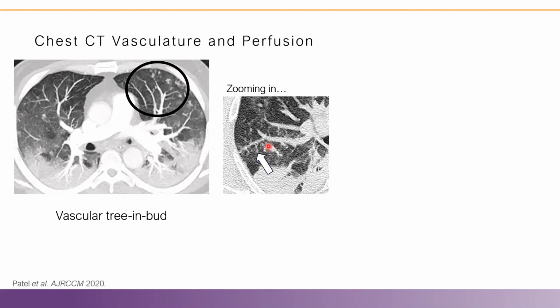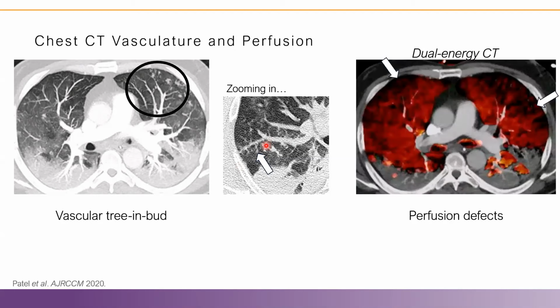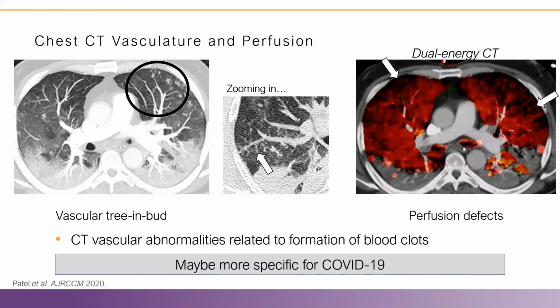This arrow points to some smaller vessels that we would typically not be able to resolve on chest CT. There's been a few other investigations that have also measured perfusion defects and pretty consistently identify regions that are not well perfused in the lungs. This study in particular that I'm showing here has related the CT vascular findings to the formation of blood clots using actual blood samples from these patients.